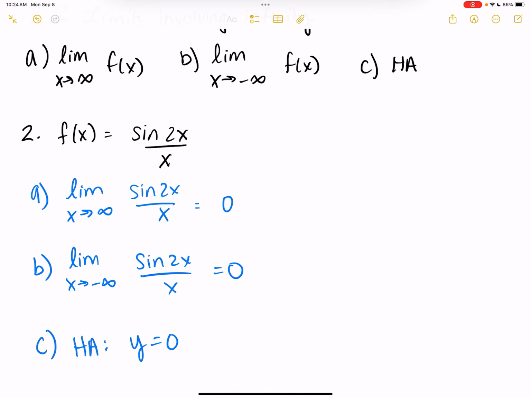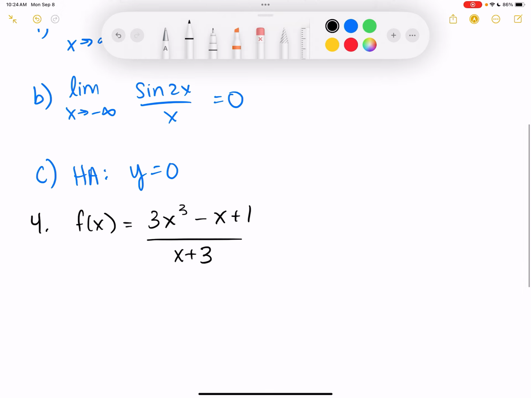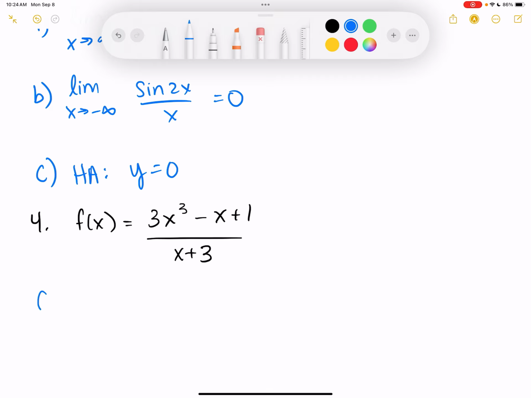Number 4, so same instructions here, just different problem. F of x equals 3x cubed minus x plus 1 over x plus 3. So anytime I'm dealing with limits at infinity, all I care about is the highest powered term, top and bottom. So all I care about for the sense of this is this 3x cubed over x. The other stuff out at infinity isn't going to change anything.